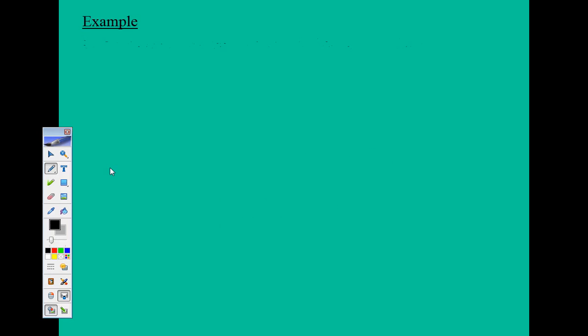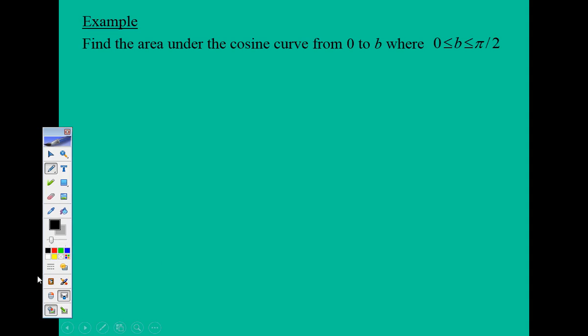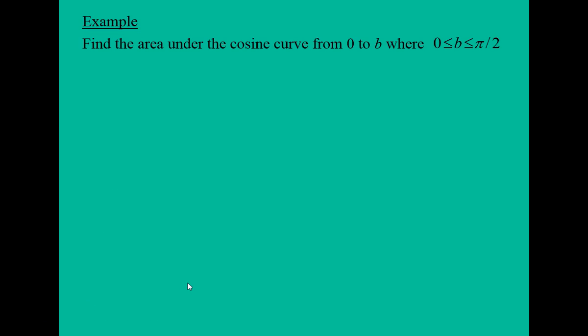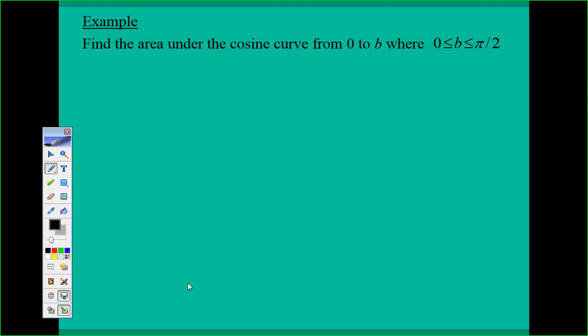Find the area under the cosine curve from 0 to b, where b is between 0 and pi by 2. Now this problem's a little bit different than what we've looked at in the previous three examples, but we can still solve it in the same manner. We're trying to find the area under the curve of the cosine graph.